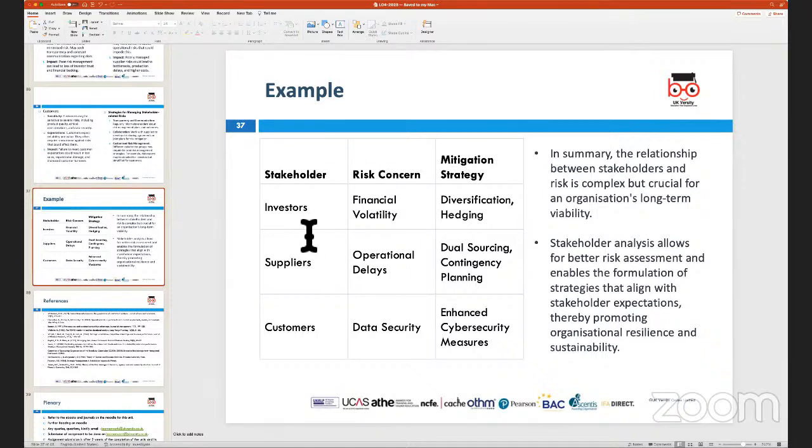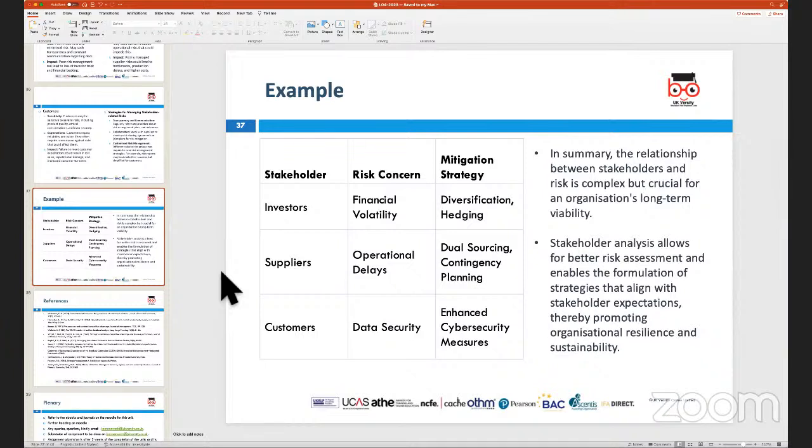So investors normally don't like financial volatility because they are expecting, at the end of the year, dividends and returns, and companies to make profits, which will allow them to get higher yields on shares or return on the investment that they have made as an investor in the organization.